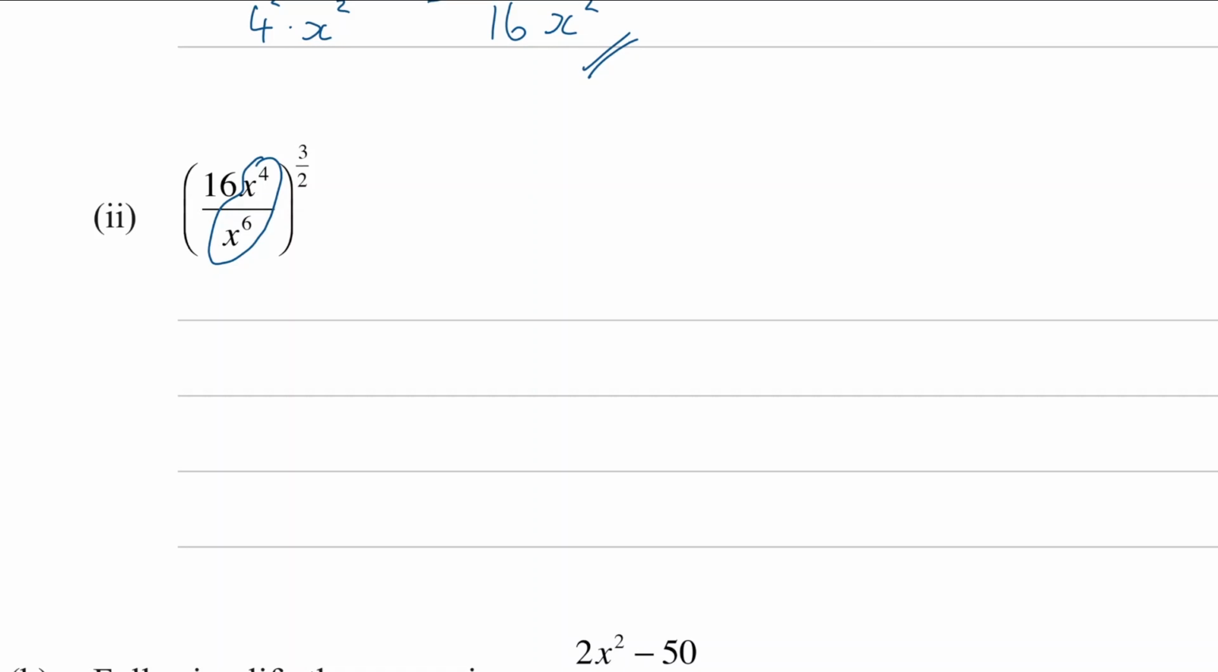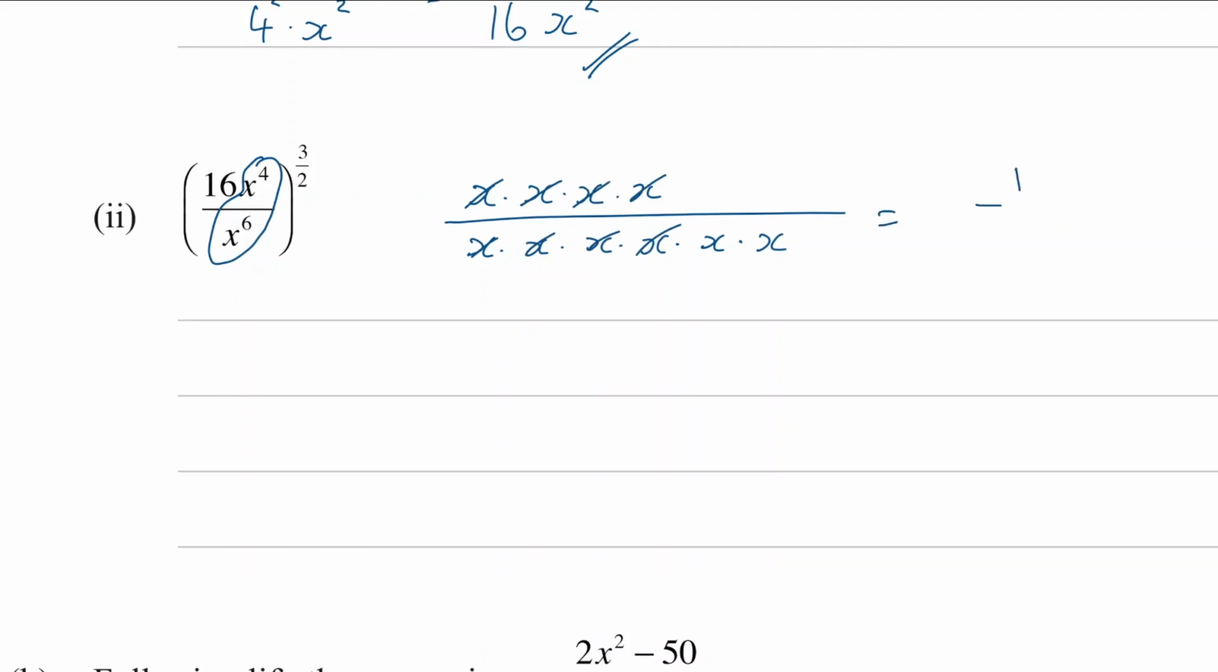So we can use a power rule for that. But let's just have a think. X to the power of 4 is x times itself 4 times. X to the power of 6, x times itself 6 times. And if we were to simplify this, x divided by x is 1, x divided by x is 1, 1, 1, and we're left with 1 over x times x, or 1 over x squared. So, going back to this problem, x to the power of 4 divided by x to the power of 6 equals 1 over x squared.